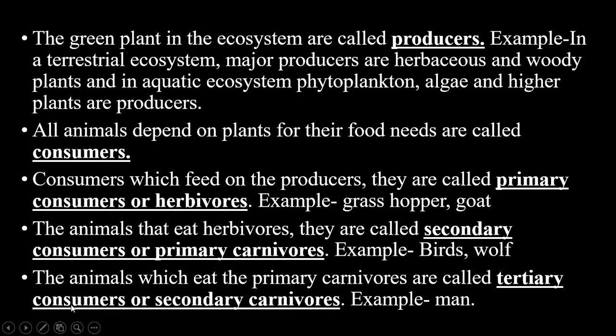Examples are birds, wolf. And the last category is the animals which eat the primary carnivores, or the secondary consumers, are called tertiary consumers or secondary carnivores. Examples are man, lion. All these are examples of secondary carnivores or tertiary consumers. So we studied producers are plants who can prepare their own food and sustain the biomass content in the whole ecosystem. Whereas consumers are animals which depend directly or indirectly on plants for their food. Primary consumers or herbivores are animals that feed on producers. Secondary consumers or primary carnivores are animals that feed on herbivores. And tertiary consumers or secondary carnivores are those that feed on secondary consumers or primary carnivores.